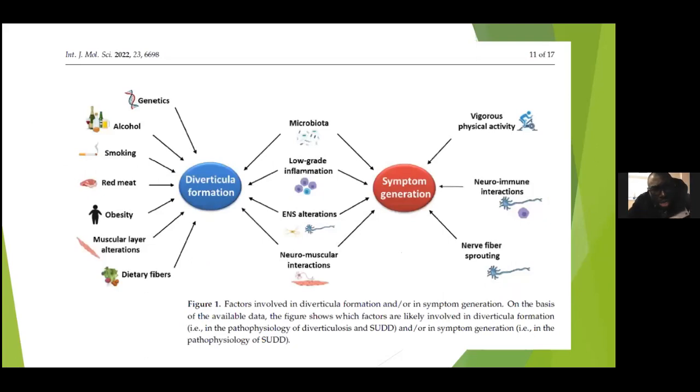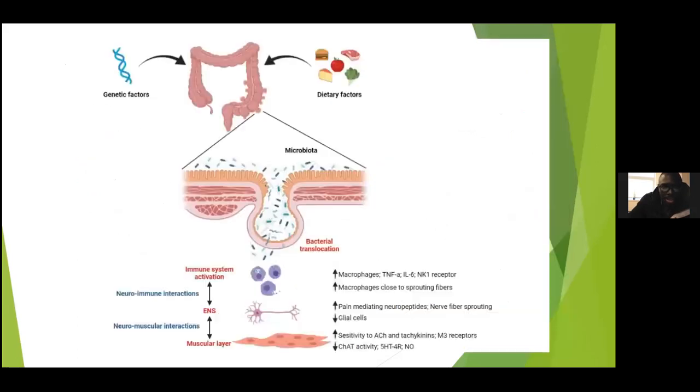So this is just a summary to look at the interplay of all the various contributions or risk factors. So genetics, alcohol, smoking, red meat, all these play a role. And then there is also the issue of microbiota changing, with cytokines also being part of it as well. And all this seems to contribute to diverticular disease formation. So this is just a nice summary to look at how they all interact.